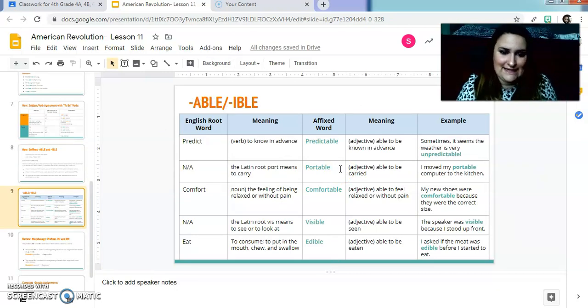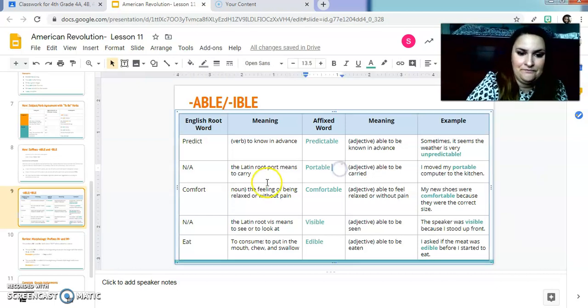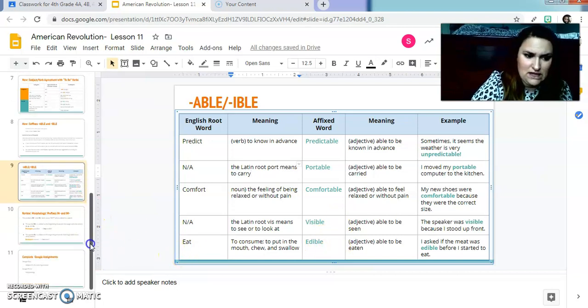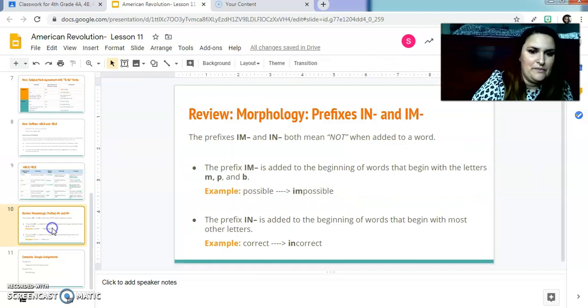All right, so these are words that we're going to be focusing on with able and ible. We have predict. So if we want to say somebody is able to know something in advance, it's predictable. This one, portable. Comfortable. You can go through these two and read these. Visible and edible. So look at edible too. It has the I-B-L-E because of eat. We don't say something's eatable. We say it's edible, and we change it to ible.